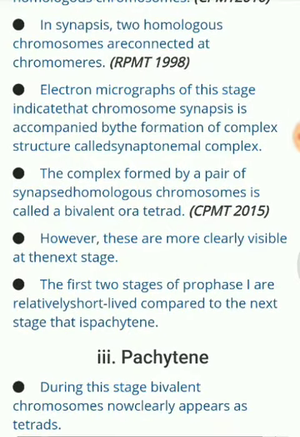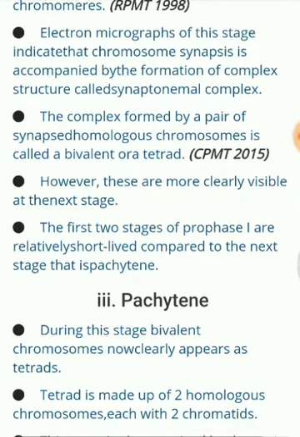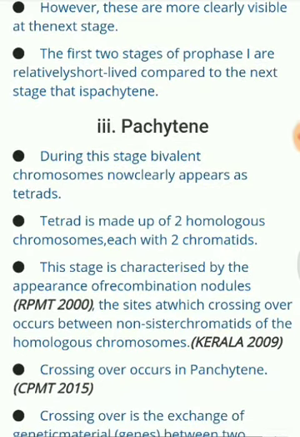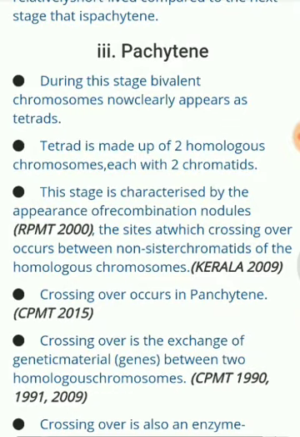The first two stages of prophase 1 are relatively short-lived compared to the next stage, that is pachytene. During this stage, bivalent chromosomes now clearly appear as tetrads. A tetrad is made up of two homologous chromosomes, each with two chromatids. This stage is characterized by the appearance of recombination nodules, the sites at which crossing over occurs between non-sister chromatids of the homologous chromosomes. Crossing over occurs in pachytene.